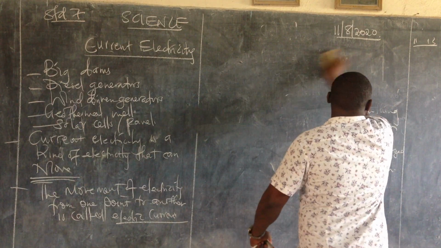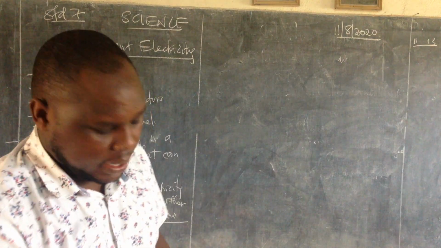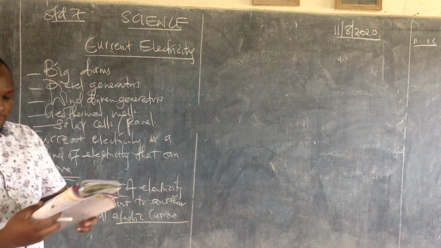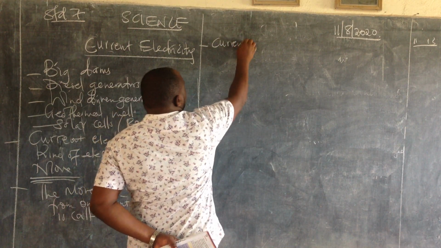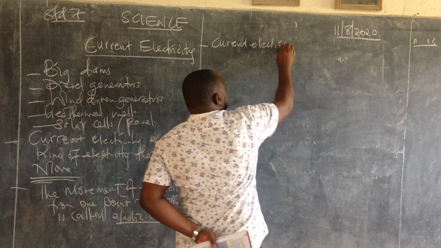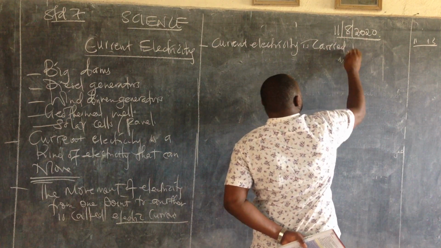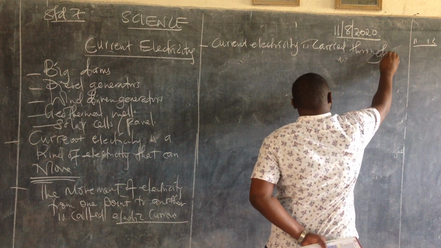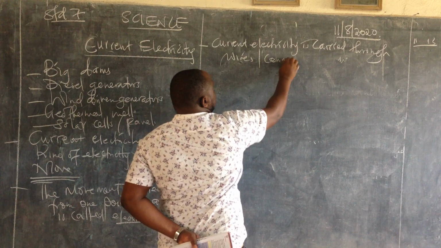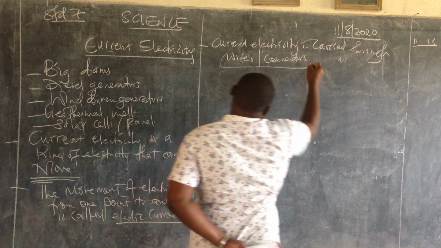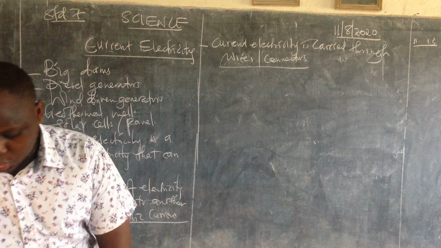So we continue to understand what current electricity actually is. It is carried through wires. You can also call them connectors. Wires or connectors connect electricity from one point to another.